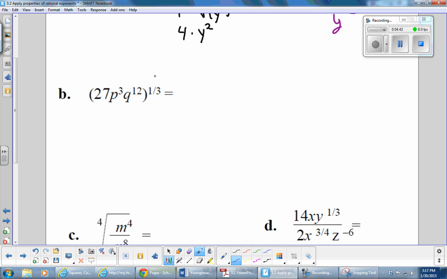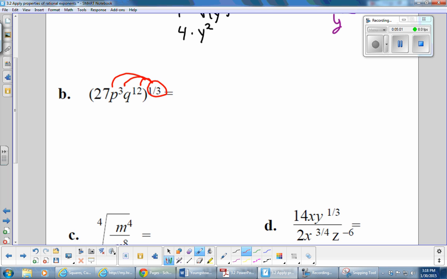Now, what I'm going to do here is just like I would do normally. I'm going to take this 1/3 power and bring it in to everything. And when I bring it in, what am I going to do? I'm going to multiply it by whatever the exponent is.